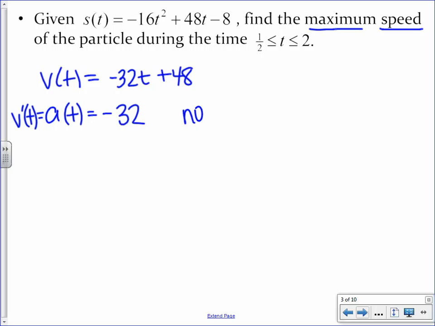No critical points, because -32 cannot equal 0. If you actually had a t value, you'd set that equal to 0, solve for t, and you would have that to test. So we have our endpoints to test. And we're not plugging them into velocity, we need the speed. So we plug it into the velocity and take the absolute value.